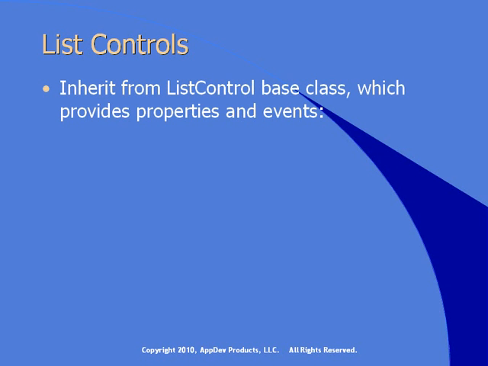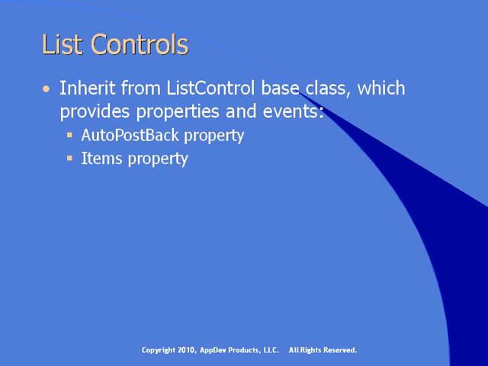The list controls all inherit from the list control base class, which provides several properties. First is the auto postback property. This is a Boolean property that specifies whether or not a change to the selected item in the list causes a postback to the server. This doesn't apply to the bulleted list control, though, which has no value for this property.